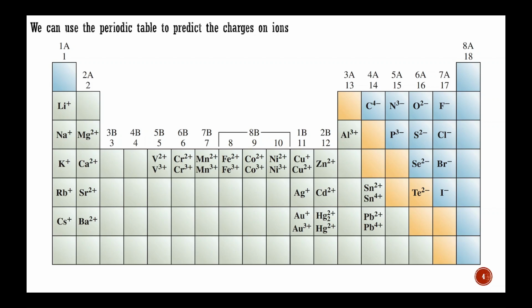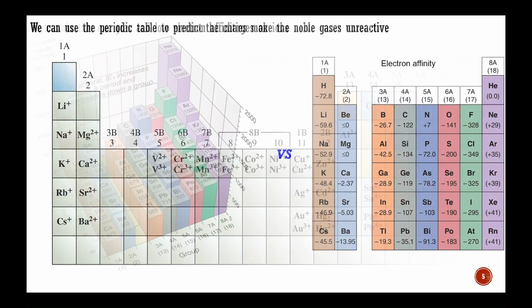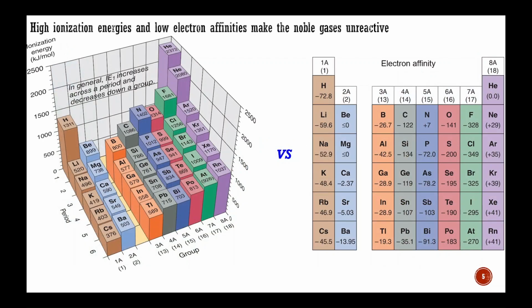Just as for atoms, we use the Pauli exclusion principle and Hund's rule to write the ground state electron configurations of cations and anions. As I detailed in the previous lecture, in every period of the periodic table, the element with the highest ionization energy is the group 8A element, the noble gas. Also, group 8A is the only group in which none of the members has any tendency to accept an electron. That is, they all have negative electron affinity values.